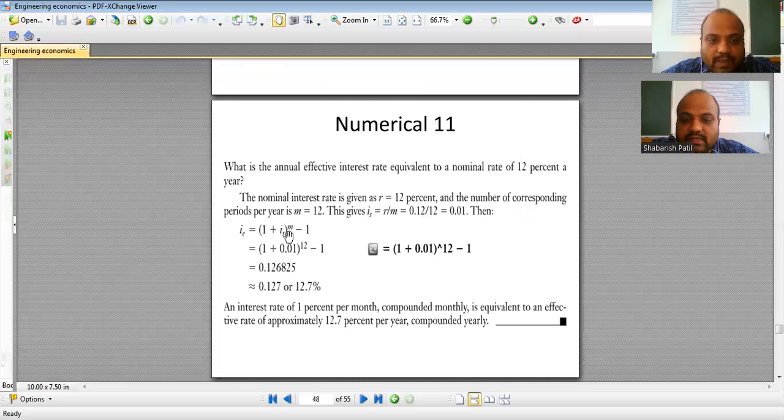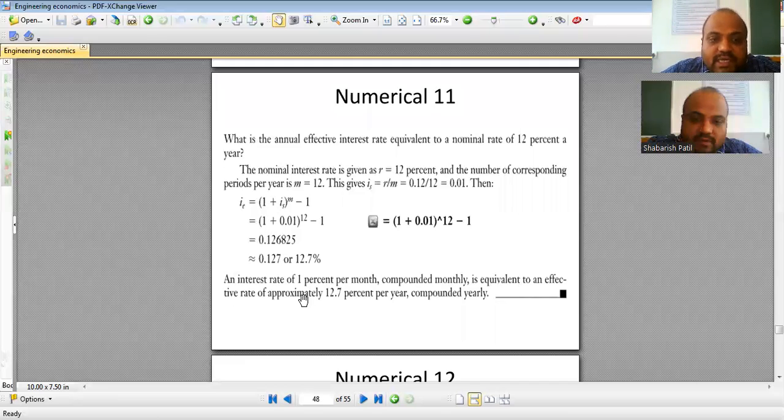In this case, it is not 1 year. I am dividing 1 year into sub periods. So that is m is 12. So (1 plus 0.01) raised to 12 minus 1. That is 0.1268, or this is equivalent to 12.7%. Now let's try to understand this statement. An interest rate of 1% per month compounded monthly is equivalent to an effective rate of approximately 12.7% per year compounded yearly.